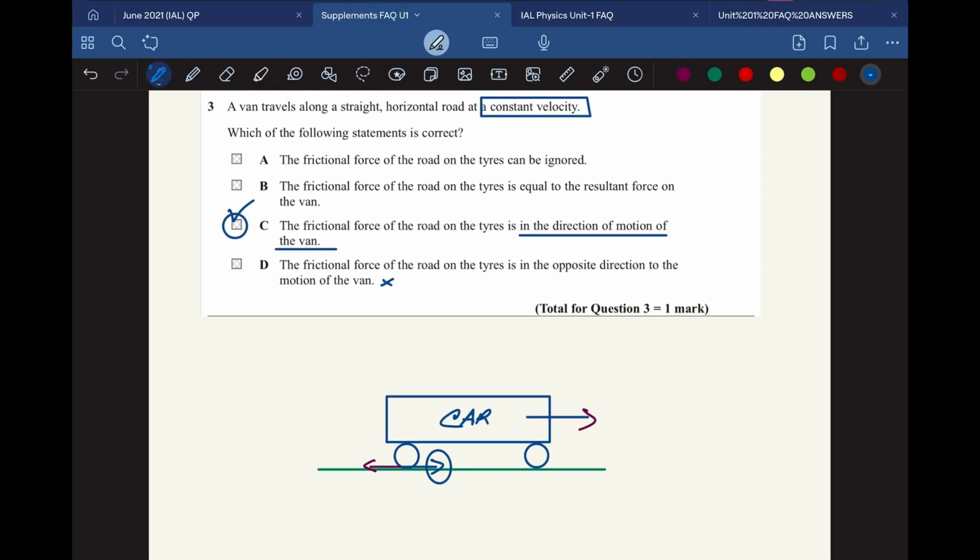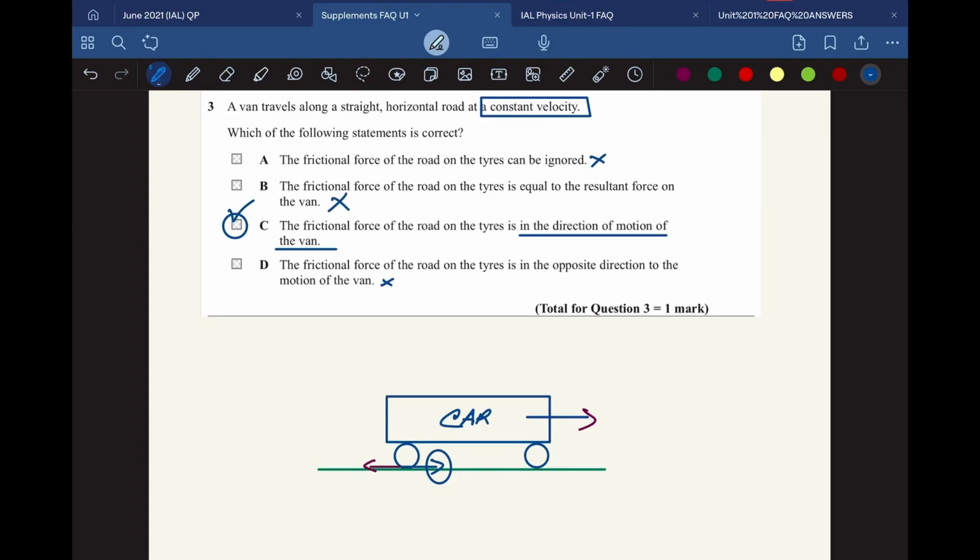Now why will we omit option A? Because it says the frictional force of the road on the tire can be ignored. No, this is not the thing. You have to take that into account. Option B says the frictional force of the road on the tire is equal to the resultant force on the van. No, this is absolutely wrong.